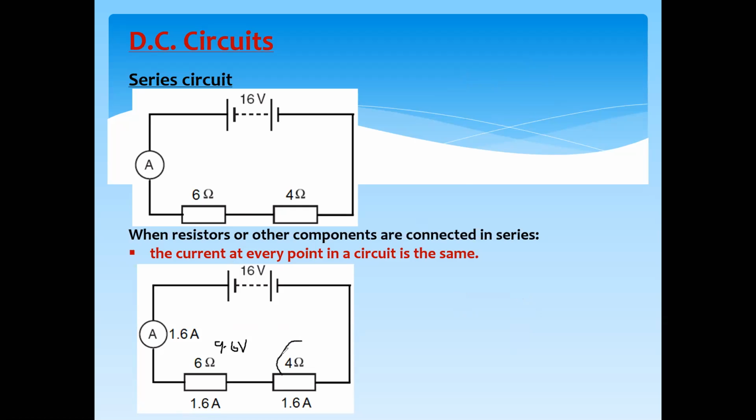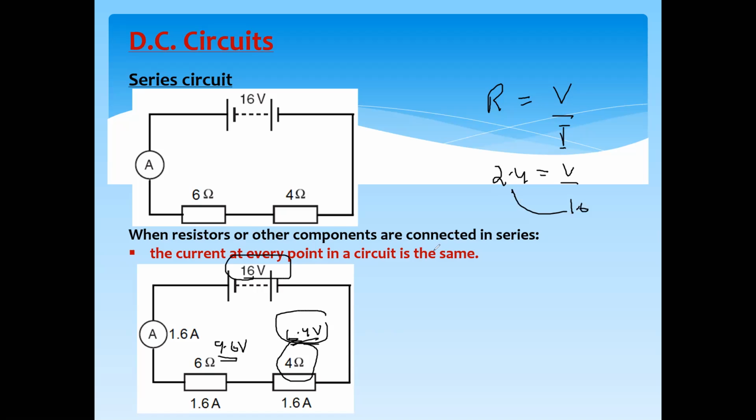And we can also find the voltage across the 4 ohm, using the formula R equals V over I. So the resistance is 4 and the current is the same 1.6. So 4 multiplied by 1.6 is equal to 6.4 volts. So you can see here the total voltage was 16, which divided between the two components as 9.6 and 6.4.